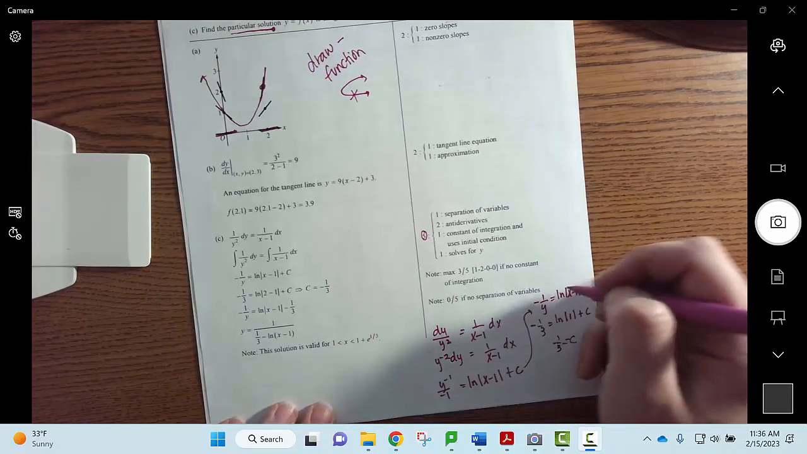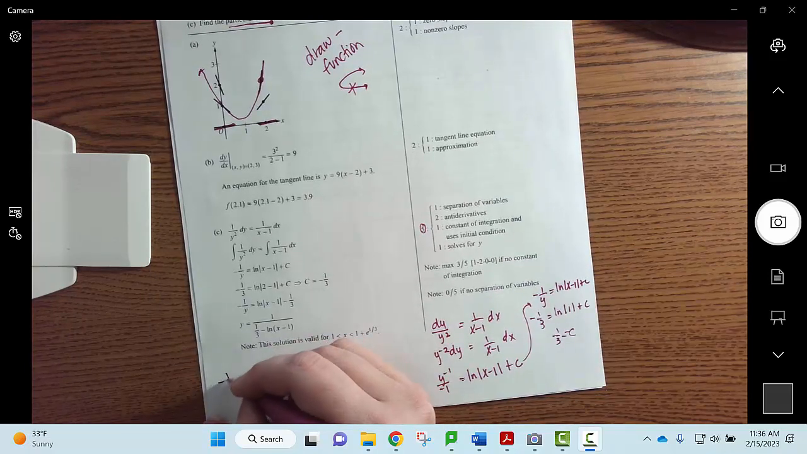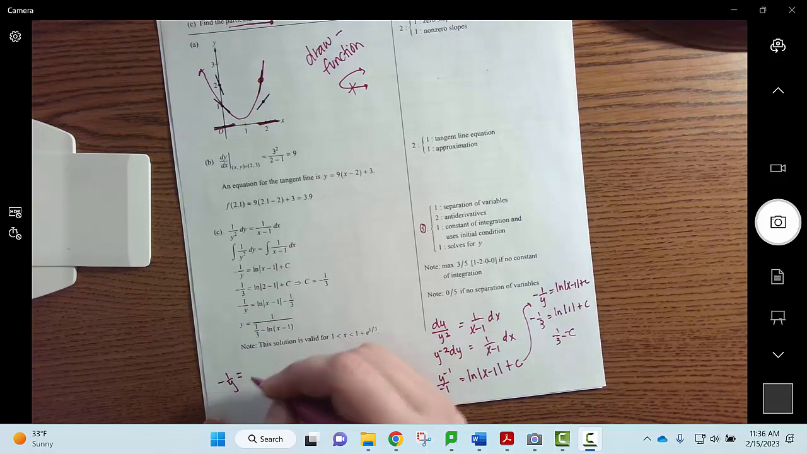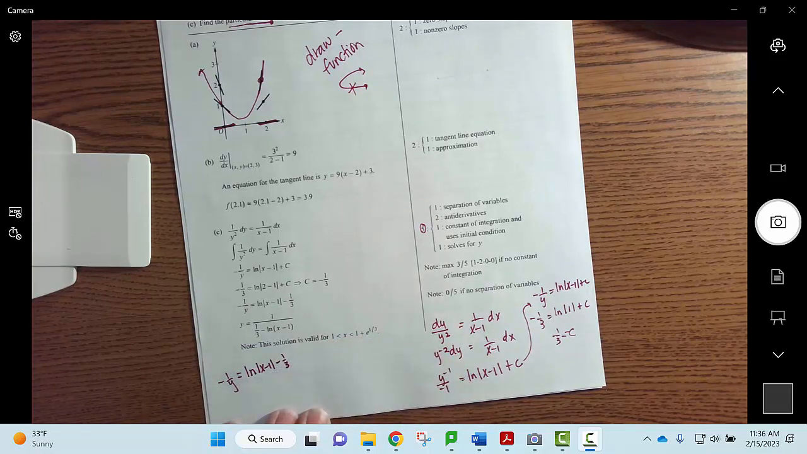So I'm going to come from this one. I know that negative 1 over y is equal to natural log of x minus 1 minus 1/3. And just by the way, in case any of Mr. Spain's students are listening to this, I tend to find the c value right away and then solve for y. I know Mr. Spain does it slightly differently, and it doesn't really matter. Some problems are easier one way versus the other.